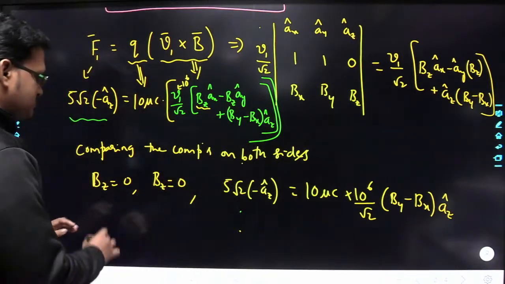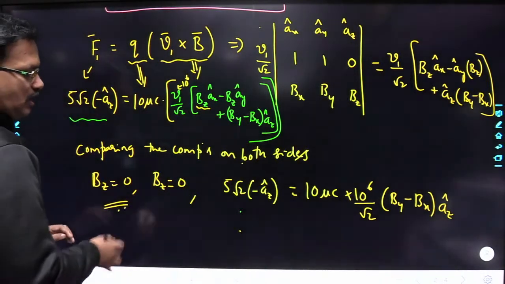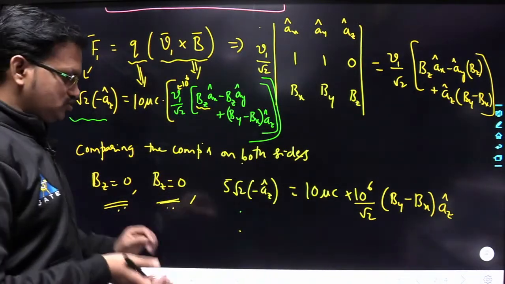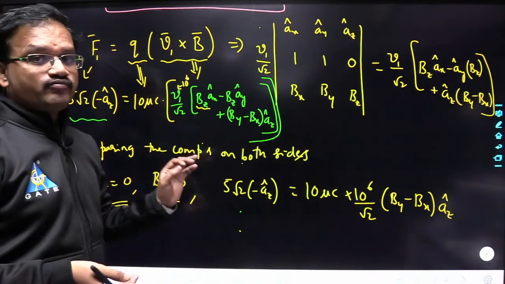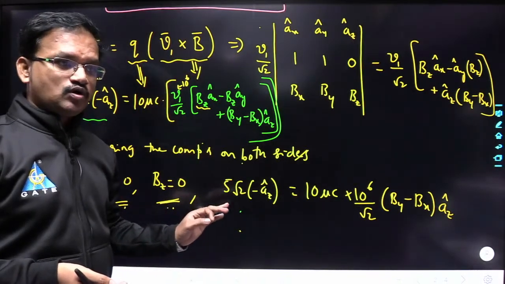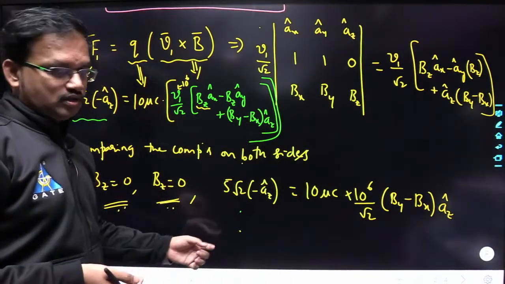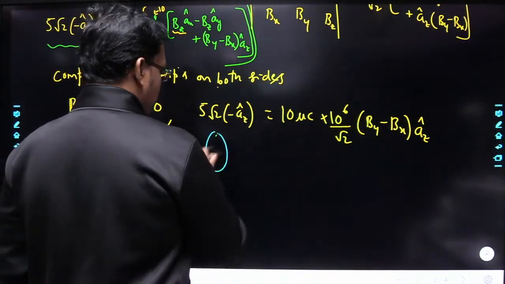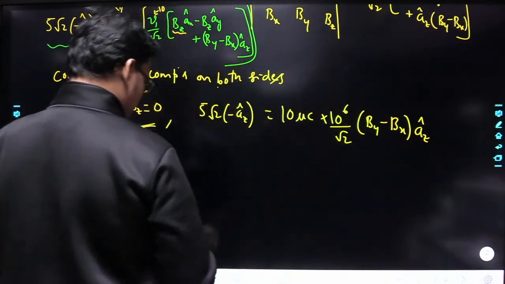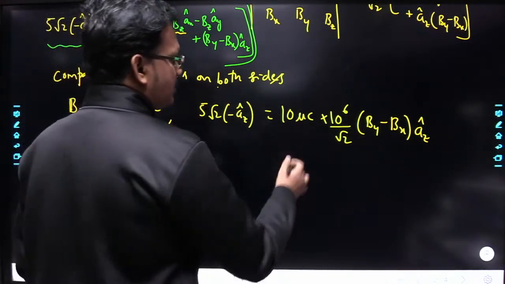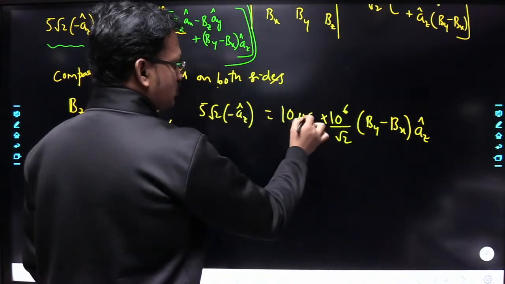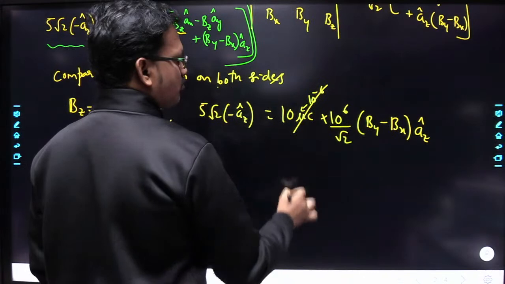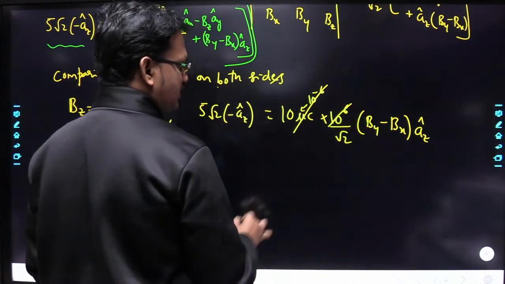So if you compare x component, you got Bz is equal to 0, and if you compare y component, you are getting the same result, that is Bz is equal to 0. So that means the z component of B field is equal to 0. So that's what we can conclude. Right. Okay. So from here, what we are going to get? Micro means 10 to the power of minus 6. So here 10 to the power of minus 6 and here 10 to the power of 6 will get cancelled.